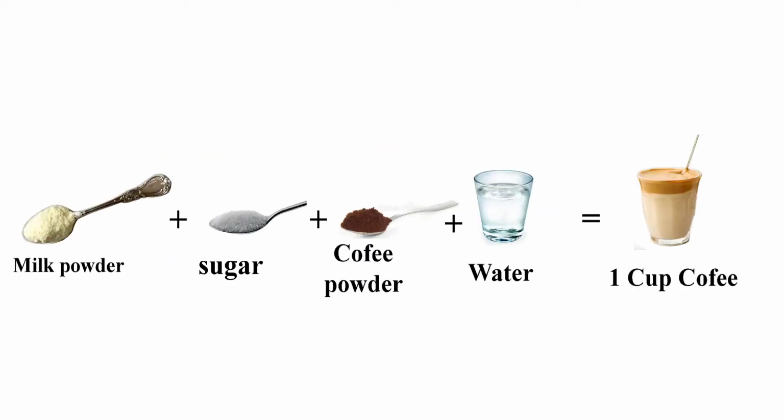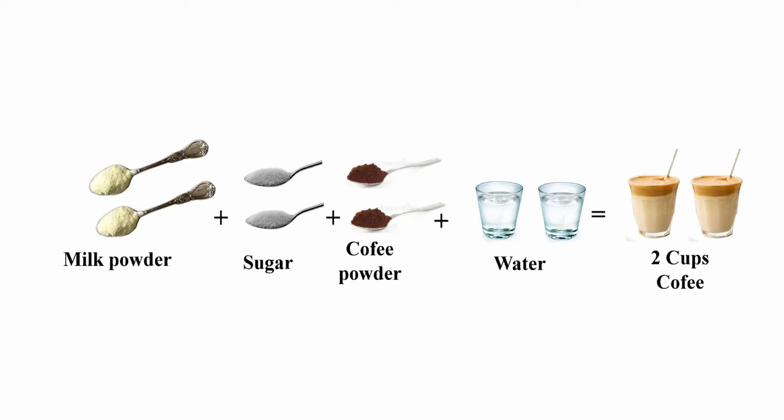Suppose you like coffee and in the evening you drink coffee. For this, you will prepare coffee for yourself. So you need to take 1 spoon milk powder, 1 spoon sugar, 1 spoon coffee powder and 1 cup of water. Then you can get 1 cup of coffee. If you want another cup of coffee, that means 2 cups of coffee, then you need to take 2 spoons milk powder, 2 spoons sugar, 2 spoons coffee powder and 2 cups of water. Then you can get a complete 2 cups of coffee.